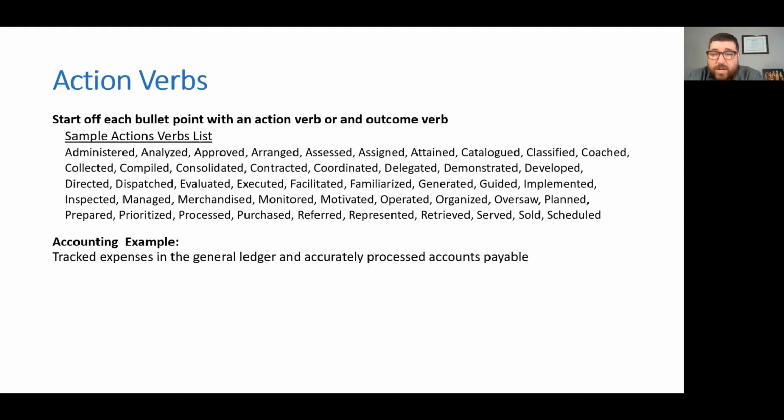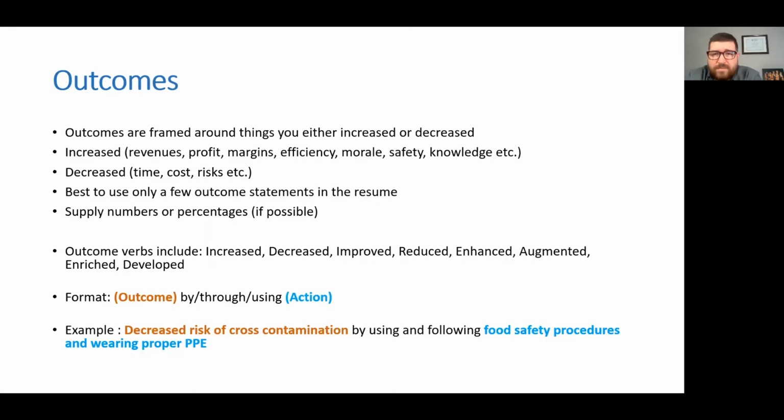So we see from the example below, tracked expenses in the general ledger, and accurately processed accounts payable. So what is this person doing? Well, they're keeping track of expenses. So they're tracking, that is the hard skill they're using. Expenses on the general ledger, that's another skill that they're using, which is use of the general ledger. And accurately, accurate is considered to be a soft skill. Process to accounts payable. So basically they're giving out money to people they owe.